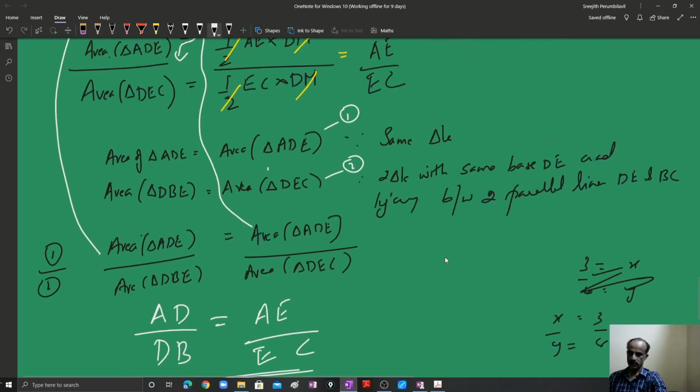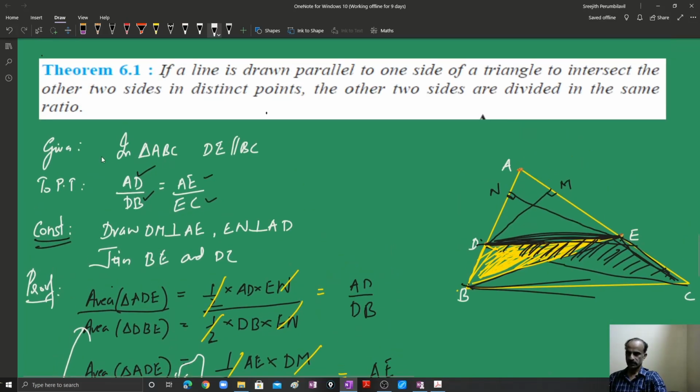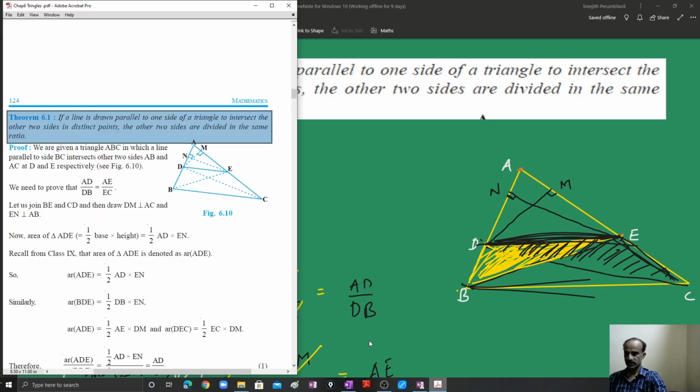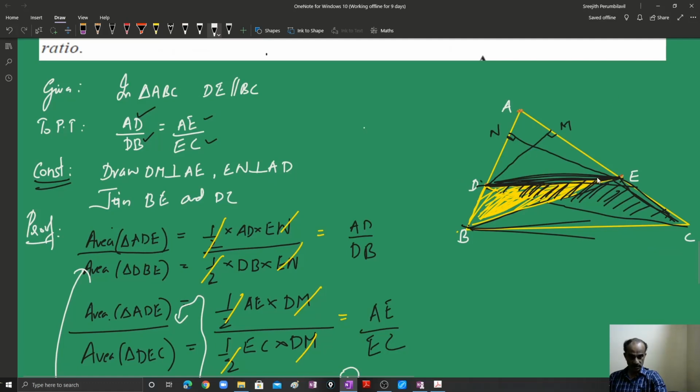So I repeat, what you have done is we have drawn a triangle. Then what is given? Triangle ABC, DE is parallel to BC. Then what we have to prove, we wrote it. Then we made a construction. What is the construction? DM and EN. In your book, the alphabets may be different, or DN is here. Fine, no problem, the nomenclature may differ, no issue. Then those two constructions are made, and we wrote the theorem proof.